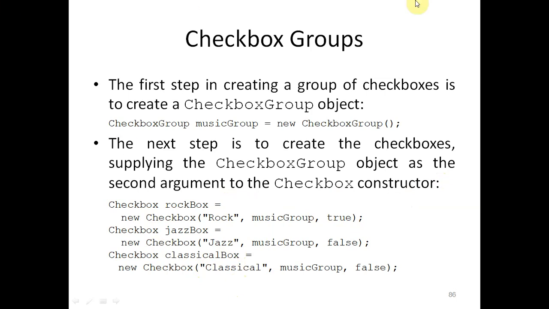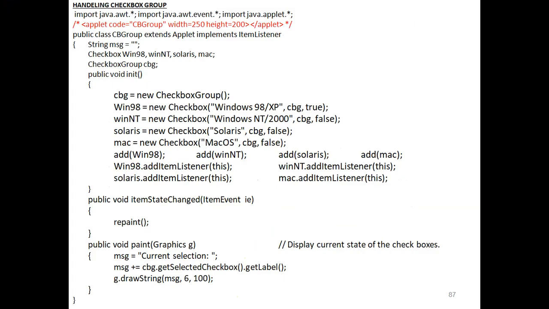Now I am coming to a program of checkbox group. You can see in this program we start with import statements: import java.awt.*, import java.awt.event.*, and import java.applet.*, and then we have the applet code. The applet code is CBGroup, because the class name is CBGroup, and this will be compiled and converted into a .class file. So we write here applet code, the class file CBGroup.class, or we can directly write CBGroup only, and its width is 250 and height is 200, and we close the applet tag.